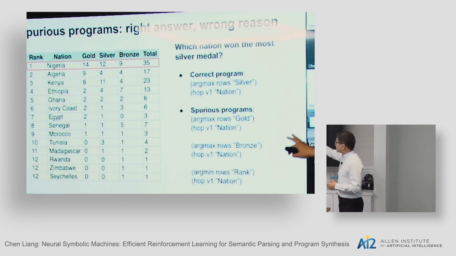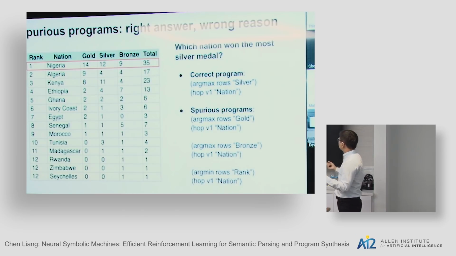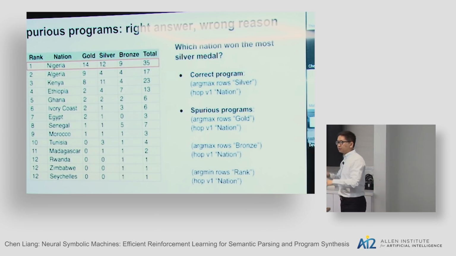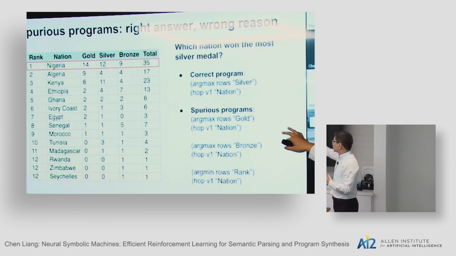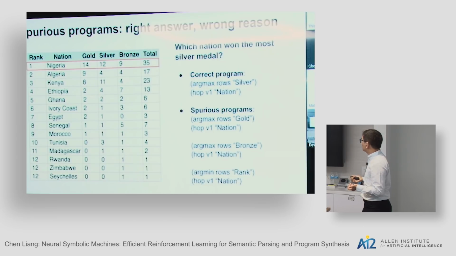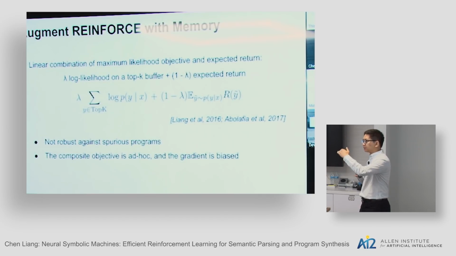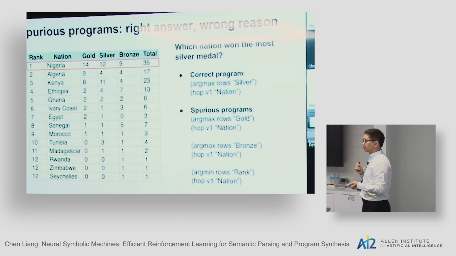For example, this is a table of, say, some Olympic games with gold, silver, and bronze medals. And the question is, which nation won the most silver medals? The correct program should do argmax using the silver column and then find the nation name. But there are also a lot of other programs that do argmax using the gold medal or the bronze medal, or argmin with the rank. They can also get the right answer, but apparently for the wrong reason. So if we just use this simple way of maximizing the likelihood of the top K programs, you're not only maximizing the likelihood of the true program, but also of all the spurious programs. So this introduces a lot of bias into your gradient.